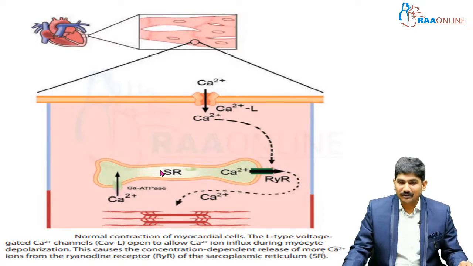Our usual catecholamines, which we administer to the patient, have both actions. They cause calcium influx and release from the receptors, thereby enhancing contraction, and they also drive calcium into the sarcoplasmic reticulum. So the catecholamines in use are both good inotropes and good lusitropes.